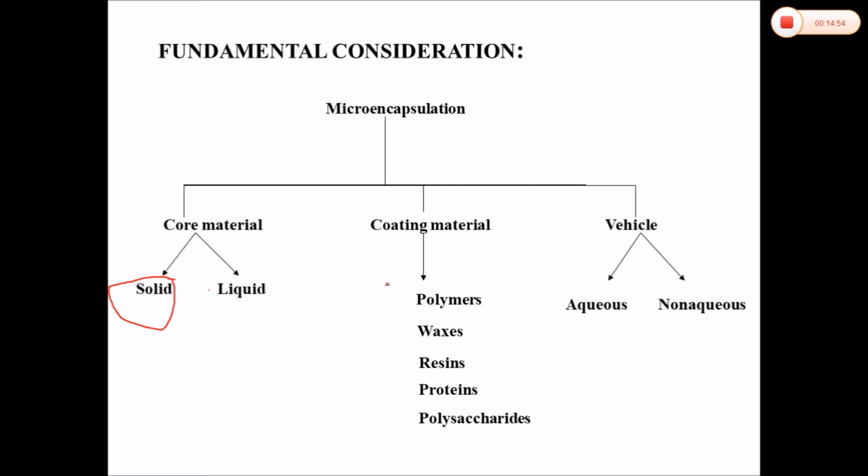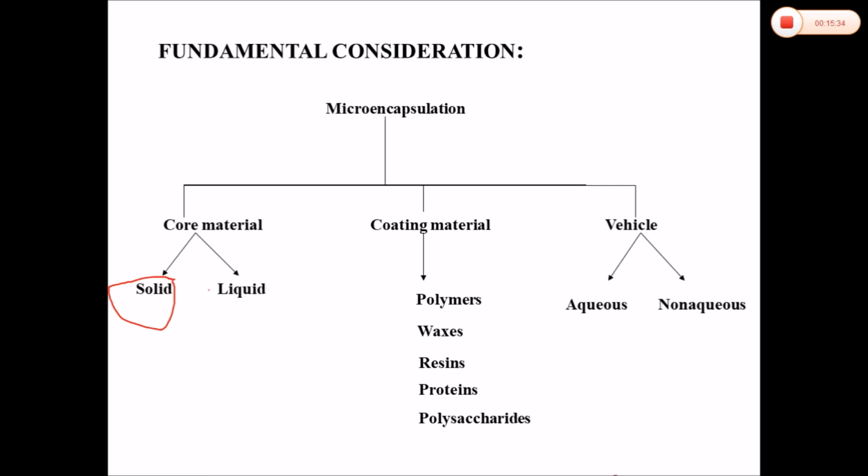Now here we can see different coating materials we have put. Polymers are there, waxes are there, resins are there, proteins are there, polysaccharides are there. So all those don't have the same properties or same release mechanisms. So depending upon that, we are using the coating materials, as I have just now discussed, for which purpose we are encapsulating the core materials. Now what is core material here?